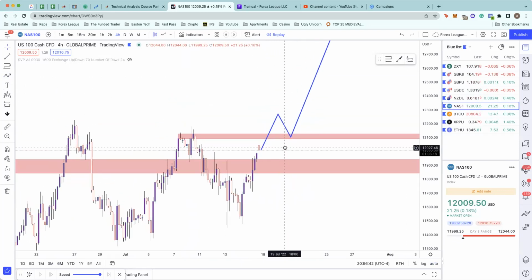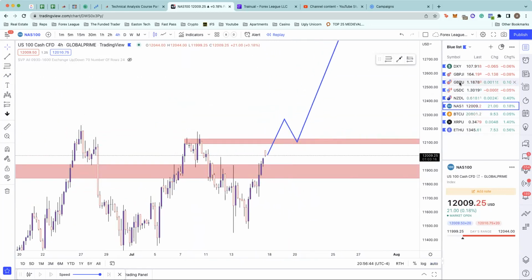So this is just kind of forecasting. Obviously we're doing quite a bit of forecasting for the pairs that aren't where we want them to be yet to take entries, take trades and whatnot. But yeah, that's kind of my idea on NAS 100.